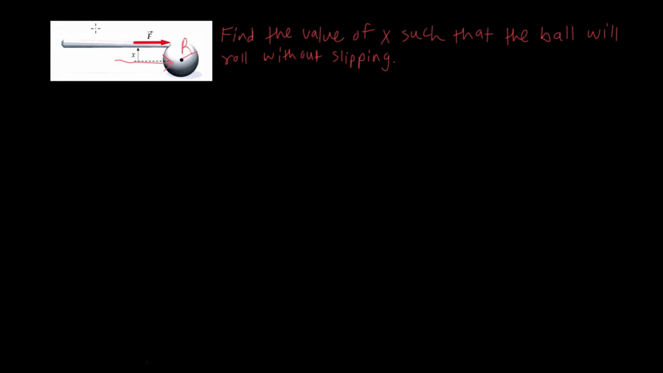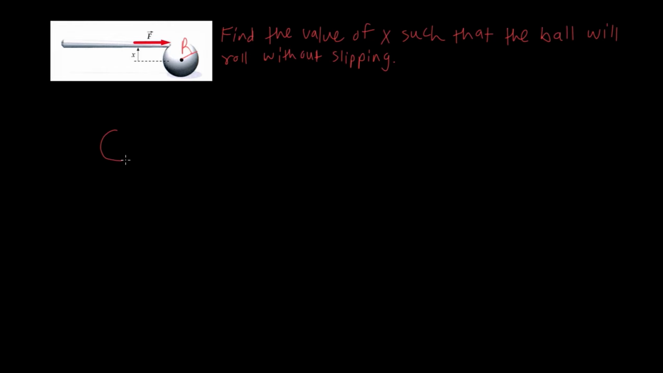But since we're striking the ball a distance away from the center of mass of the ball, that means that the force F is going to apply a torque to the ball, and it's going to cause the ball to rotate. And so we want to find the value of x that satisfies the non-slip condition, meaning we want to find a value of x such that the ball will roll without slipping. So we want to satisfy a non-slip condition.